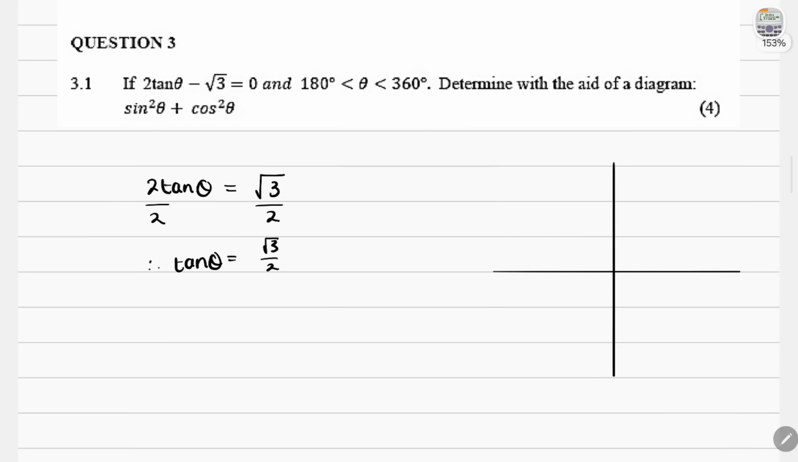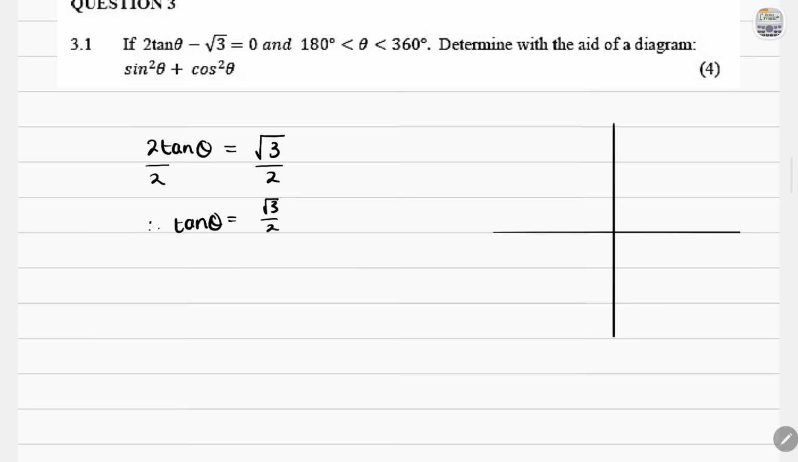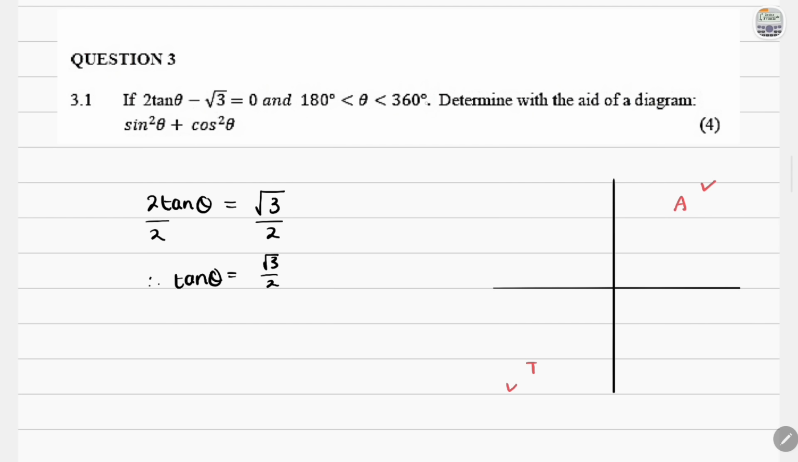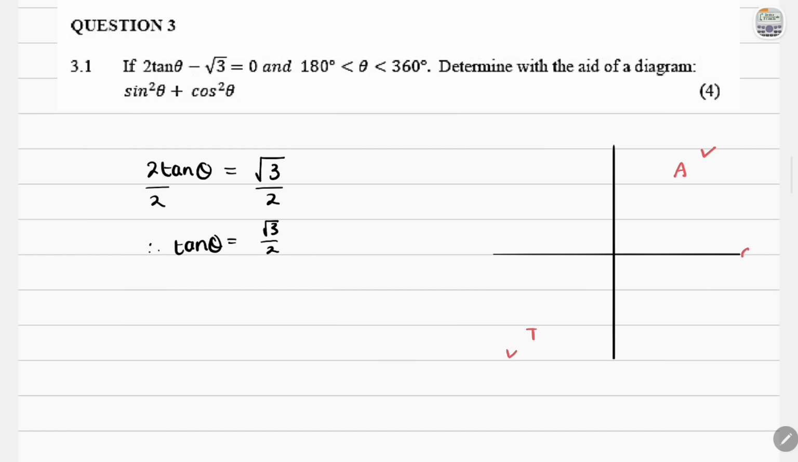Okay, so root 3 over 2 is a positive number. So in this particular quadrant, tan is positive. We know that tan is positive in the first and the third quadrant, okay? This is where we have all and where we have tan. And then they also tell us that theta is greater than 180 degrees but less than 360 degrees. Okay, this is 0 degrees, 90 degrees, 180 degrees, 270 degrees, and finally 360 degrees.